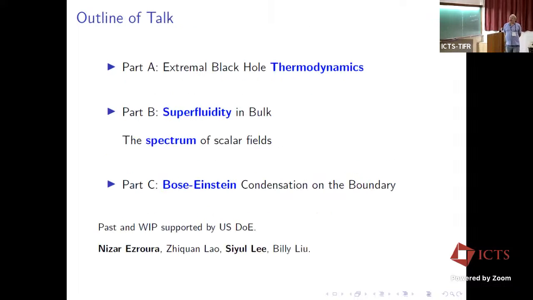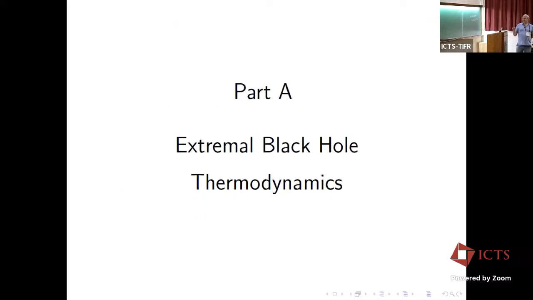So that's the outline. I'll talk about thermodynamics for extremal black holes. Then I'll focus on one mechanism, superfluidity, and that requires that I look at the spectrum of black holes. And then if I get to it, I'll talk a little bit on the CFT side, which is on Bose-Einstein condensation. But that's a CFT mechanism. I don't have that many slides on that, and they're not that well developed, so we'll see. But first, thermodynamics.